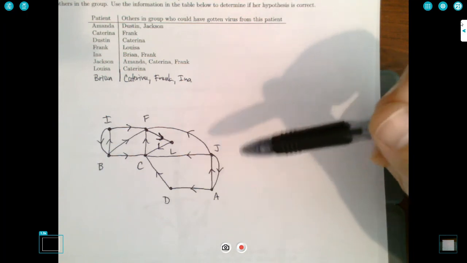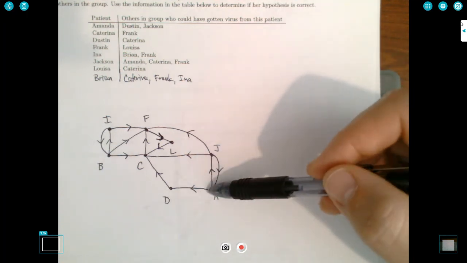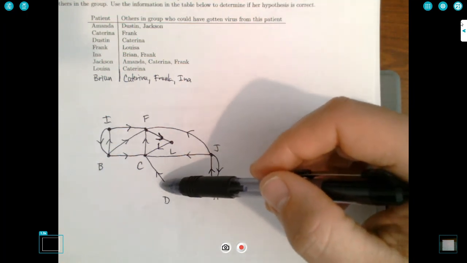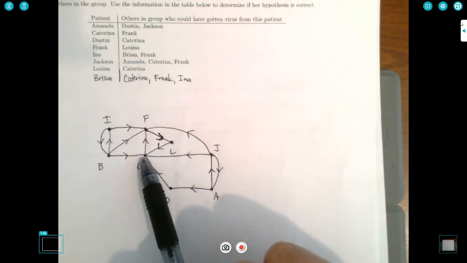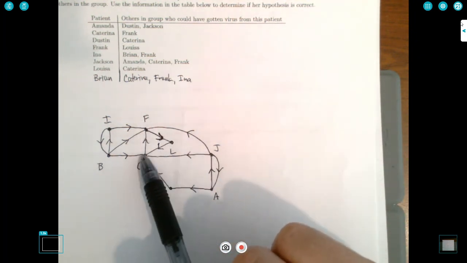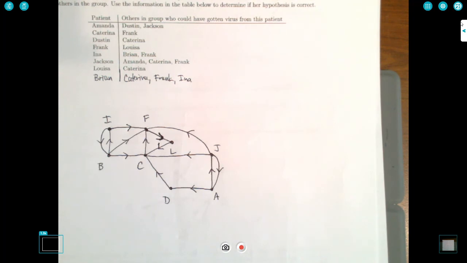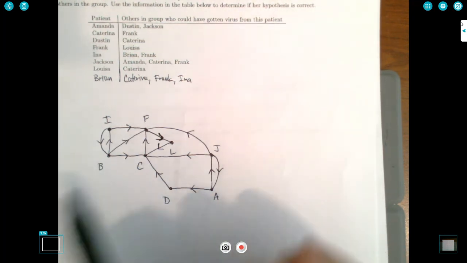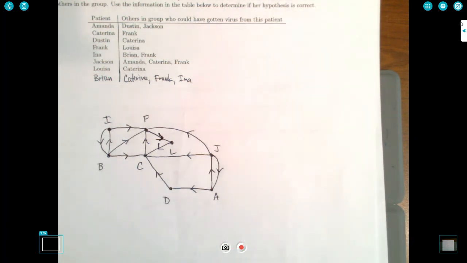So that didn't work. Maybe it didn't go up. Maybe it went over this way, and then up that way, and then I end up with the same problem. Okay, so the answer is no. It's not possible for the virus to get from Amanda to Brian. So the virus could not possibly have started with Amanda.